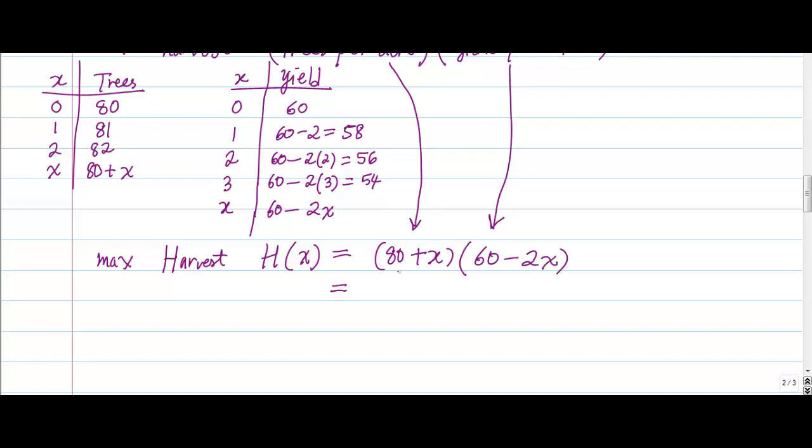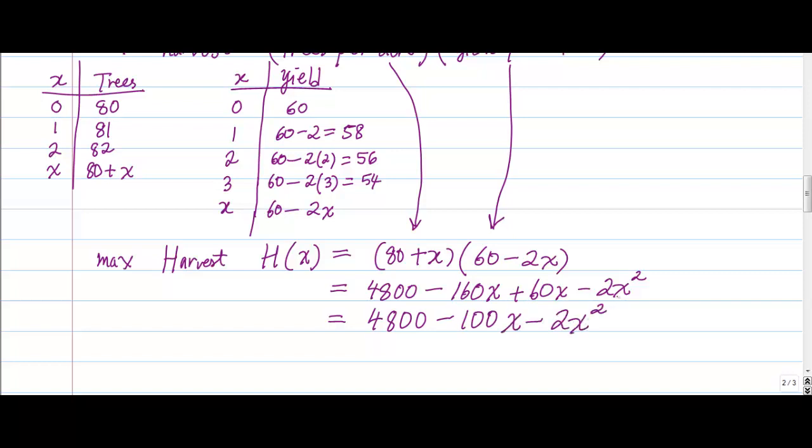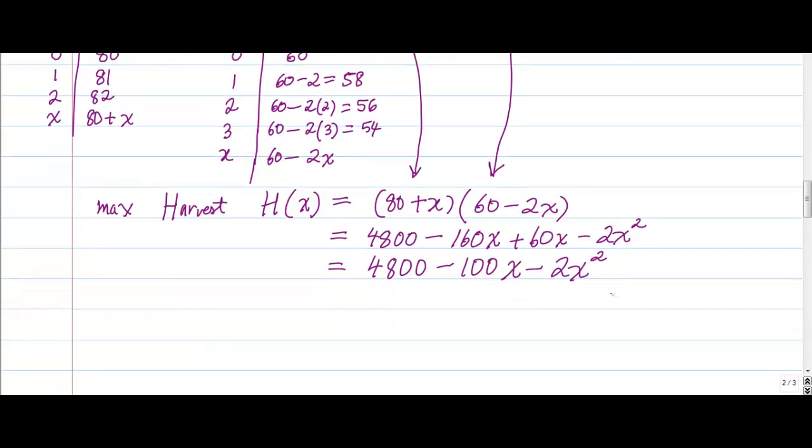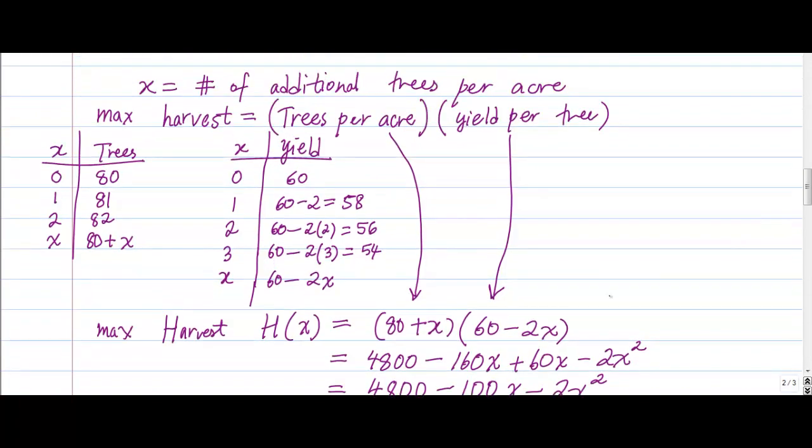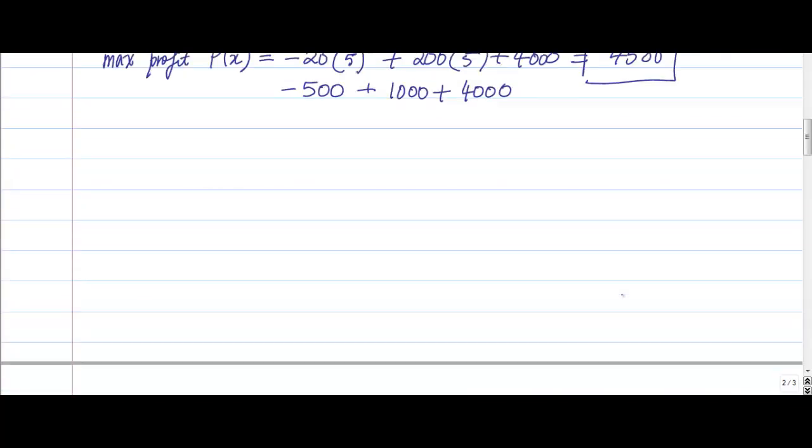Alright, and then we can simplify this. So 8 times 6 is 48, and we get 2 zeros. Minus 8 times 2 is 16, so that's 160x, plus 60x, minus 2x squared. So this gives me 4800 minus 100x minus 2x squared. And I want to maximize this function. Ooh, one thing I forgot to do. Ooh, let me go back before I forget.